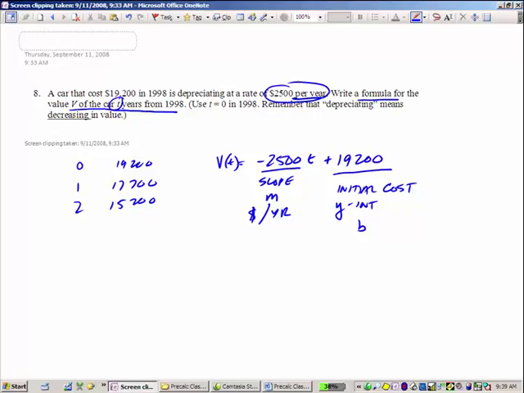Should we try another one? Yeah, sure. Tom, you all right? Can we switch it? You can totally write it the way Monty said it: 19,200 minus 2,500 T. I specifically did it the other way though. Do you understand as a teacher why I did it that way? I wanted to help you see it.